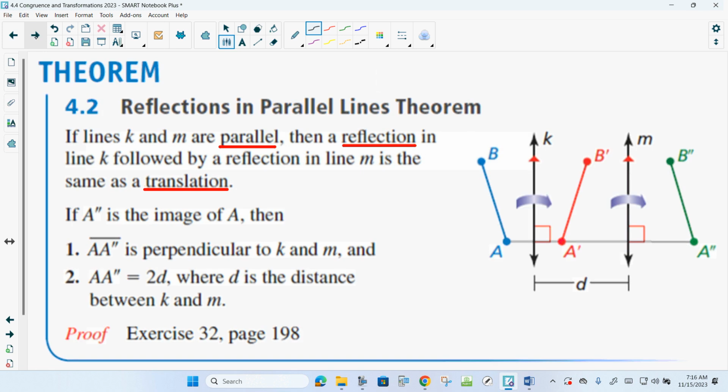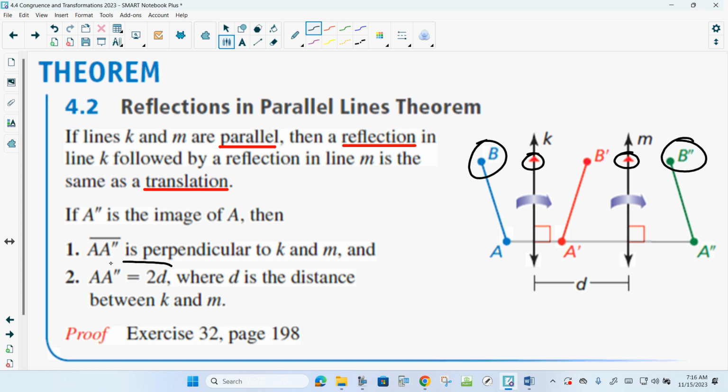Now, if lines K and M are parallel, then the reflection over K followed by the reflection over M is the same as a translation. So if I have two parallel lines, that's an if. If I reflect on one line and then reflect on the other, ultimately this is just a translation going from B to B double prime. So from here to here is just a translation because I reflected it across two parallel lines.